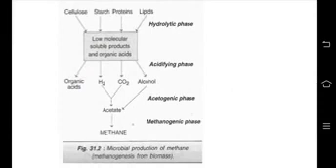Then the acidifying phase produces some organic acids, H2, CO2, alcohol, etc. Then the acetogenic phase is the next phase we mentioned earlier. Acetate is produced from alcohol, and from H2 and CO2 acetate is also produced. Then the methanogenic phase produces methane from this acetate. So remember these four phases: hydrolytic phase, acidifying phase, acetogenic phase, methanogenic phase.